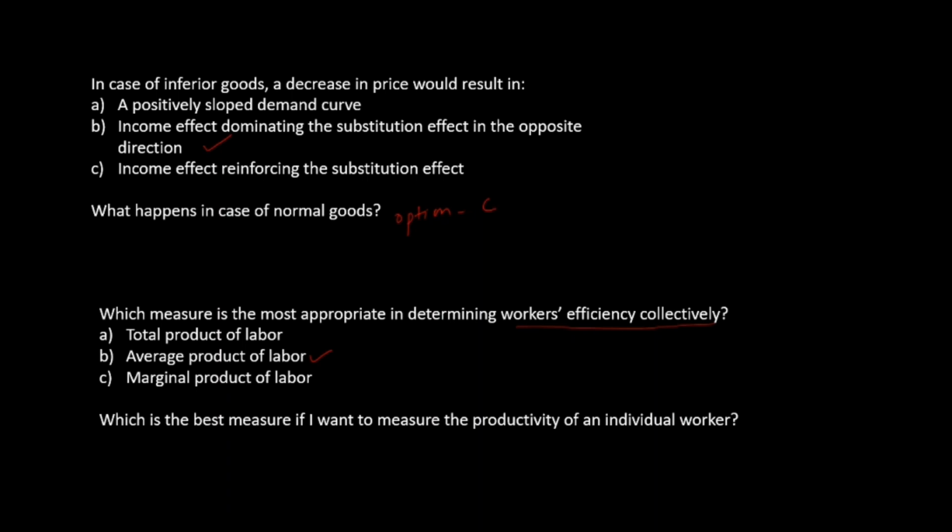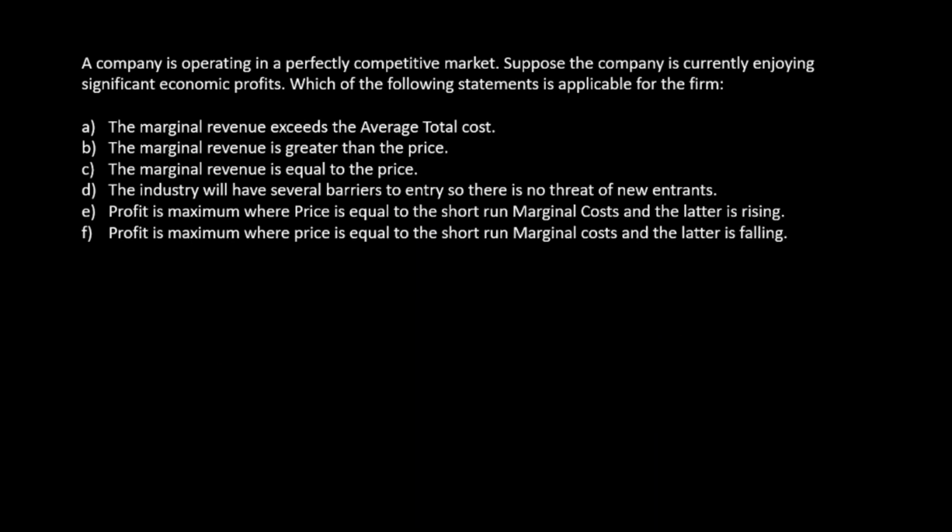Now, which is the best measure if I want to measure the productivity of an individual worker? So here I use marginal product of labor, because marginal product of labor deals with the output generated when I apply each additional unit of labor. So this is more effective in measuring the performance of individual workers, because as each individual worker is added to the workforce, it measures the productivity of each unit of input that goes into the production. So for this, I choose option C.